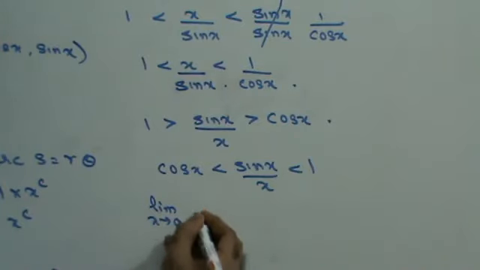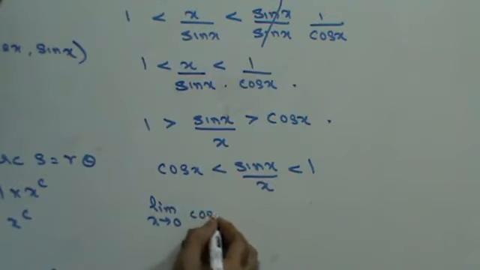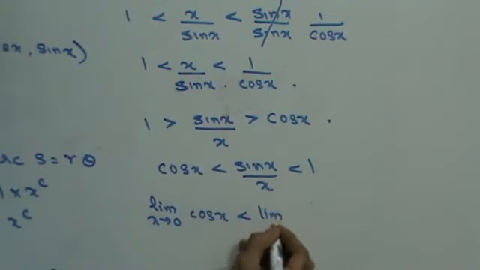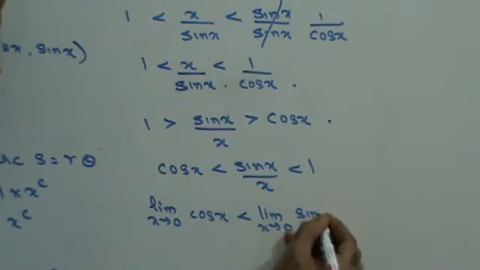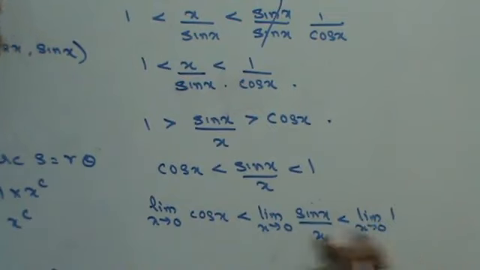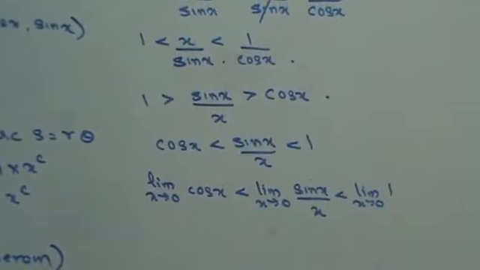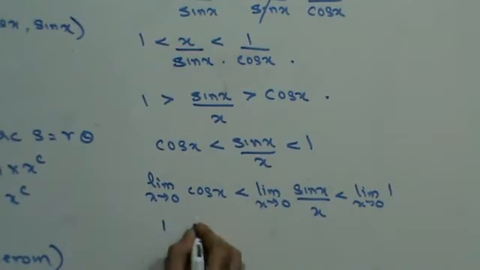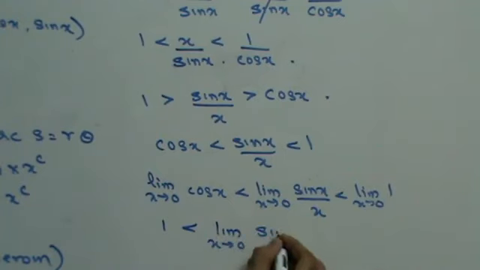Limit of x tends to 0, cos x is less than limit of x tends to 0 of sin x upon x, which is less than limit of x tends to 0 of 1. Now, if I substitute the value of x as 0, cos of 0 is nothing but 1. So I can say 1 is less than limit of x tends to 0 of sin x upon x, which is less than limit of x tends to 0 of 1, which is 1.